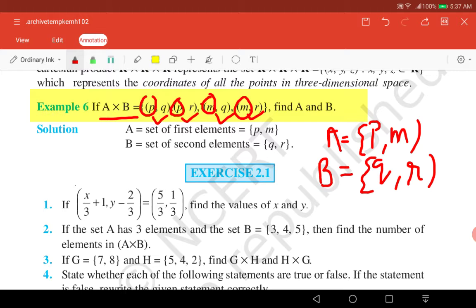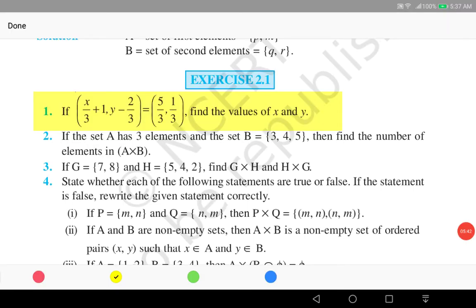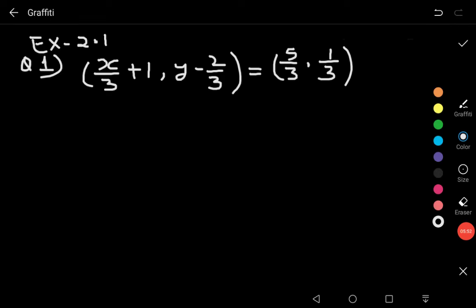Now let us start our exercise 2.1. So what is given in our first question? In our first question we have (x/3 + 1, y - 2/3) is equal to (5/3, 1/3), and we have to find out the values of x and y. So if ordered pairs are equal, then we can say that our first element will be equal to the first element of the ordered pair present at the right hand side.